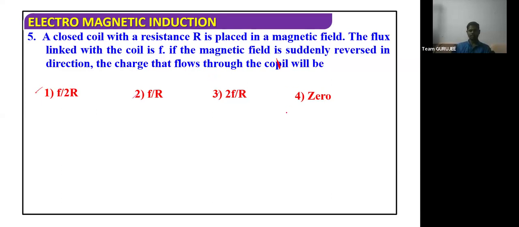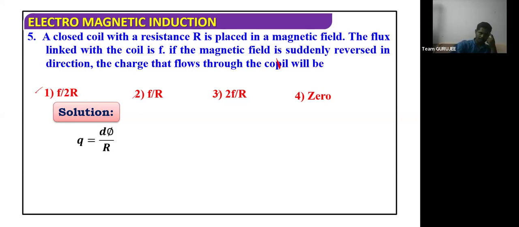Which option is correct? First, can you understand my question? A closed coil with the resistance R is placed in the magnetic field. The flux linked with the coil is F, which means phi is replaced by F. If the magnetic field is suddenly reversed in direction, we have to find the charge that flows through the coil.